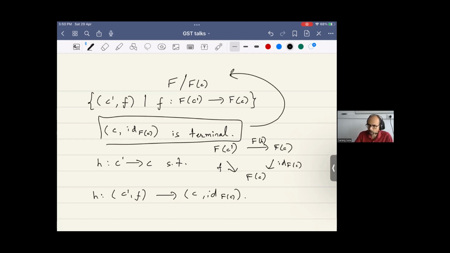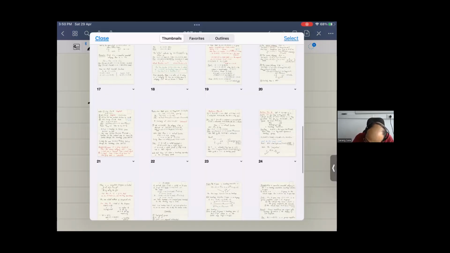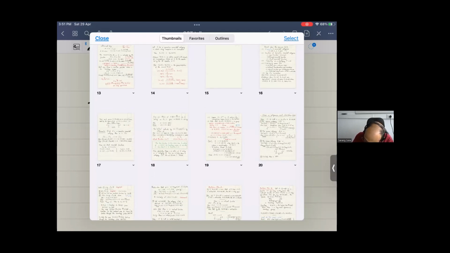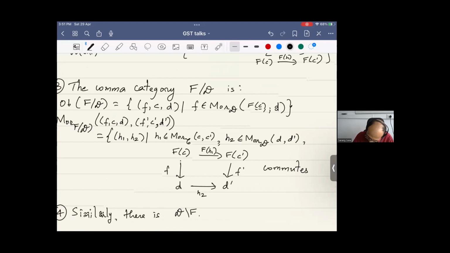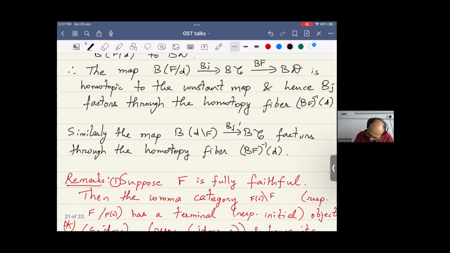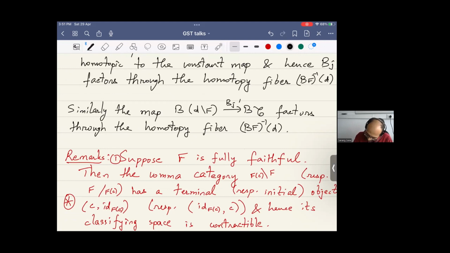Okay, that's what I was saying on that page. So let me go back. I think I'm here. Yeah, this is what I was saying here. And once I know it has a terminal or an initial object, remember that in the previous talk we saw that the classifying space is contractible. So we are going to use this at some point: if f is fully faithful, then the classifying spaces of comma categories of this type are contractible.